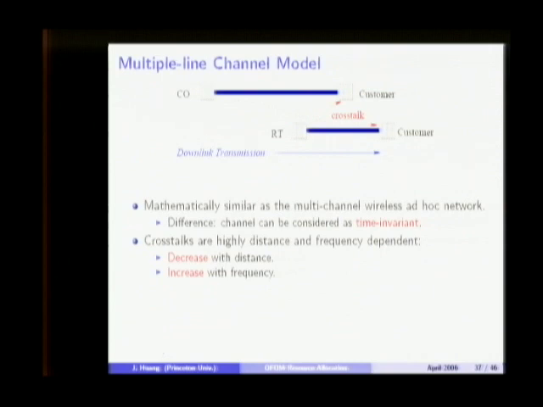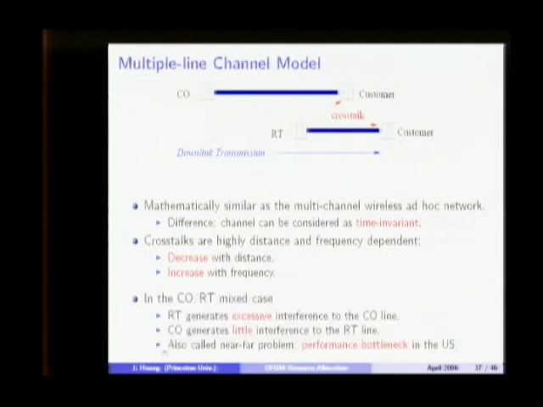And also, due to the characteristics of the copper line, the interference increases with frequency band. Right? In the low frequency, no interference. And with higher and higher frequency, there is more and more interference. So in the CO-RT case, there is a one-way interference. RT generates excessive interference to CO. CO generates little interference to the RT. And this is also called a near-far problem. And if you can tackle this problem, eventually you can greatly improve the performance of the DSL network.